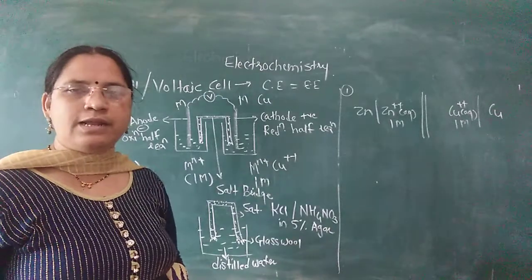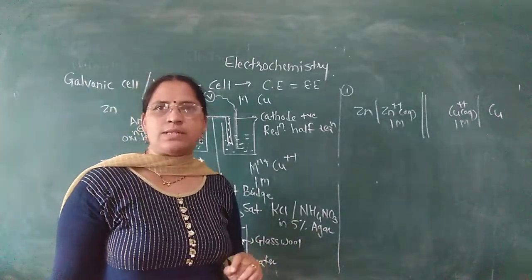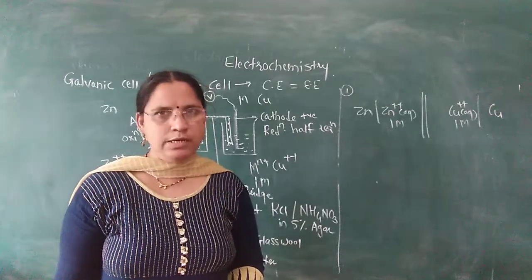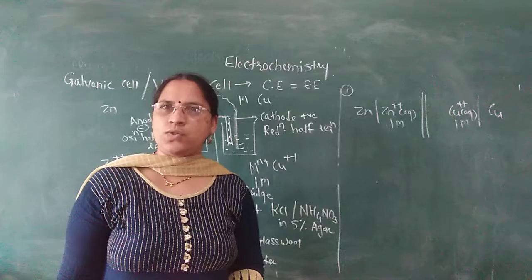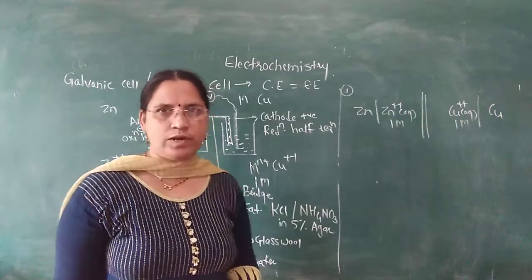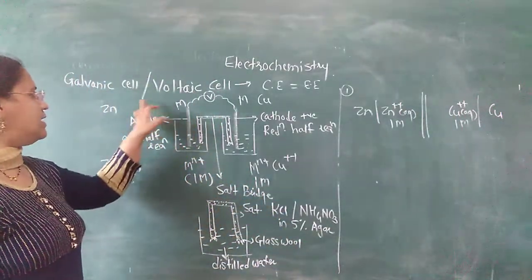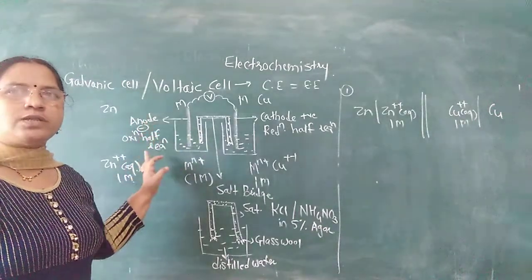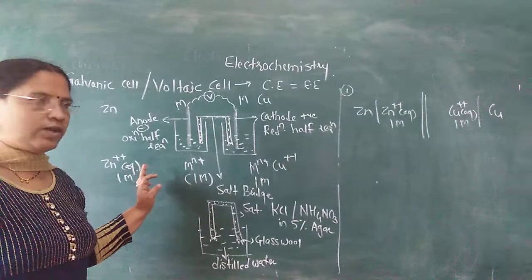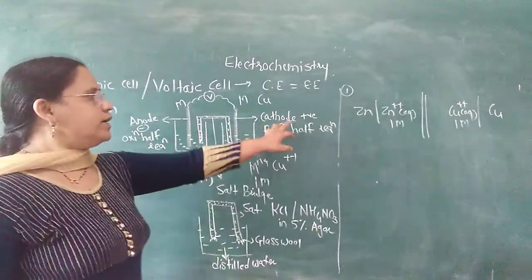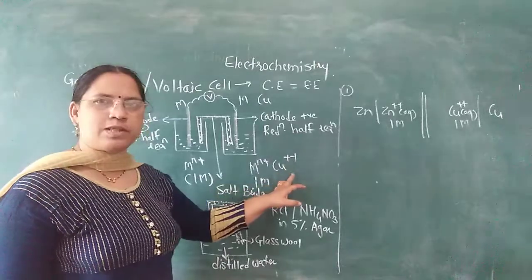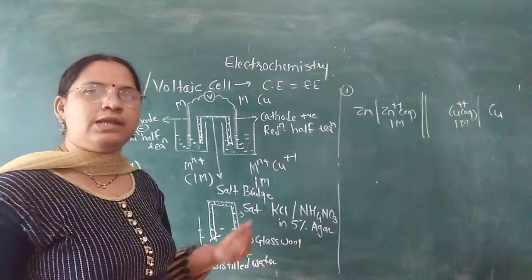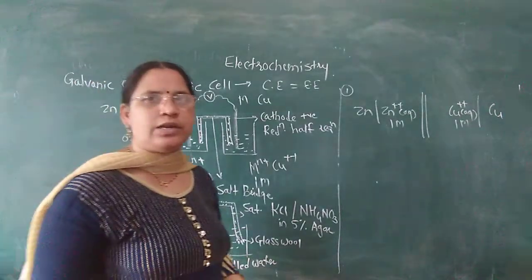For writing the cell reaction, we know that the reaction which occurs at anode is the oxidation half reaction, while the reaction which occurs at cathode is the reduction half reaction. Oxidation is the loss of electrons and reduction is the gain of electrons. If you observe this galvanic cell, zinc is in contact with Zn++. It acts as the anode, where the oxidation half reaction takes place with loss of electrons. While at the cathode, the reduction half reaction takes place where Cu++ ion gains the electrons and is converted to metal copper.